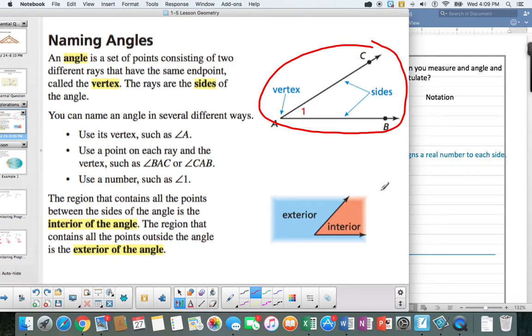We have different ways to label the angle. One is we can label it by its vertex. The other way is to label it with 3 letters, the middle being the vertex. So under notation, you should be writing these down. And there's one more way to label an angle: you can label in the interior of the angle a number, and that angle is named by that number. So we can say angle 1. This portion is the interior of the angle, and this portion is the exterior of the angle. Make sure all that gets written in your notes.